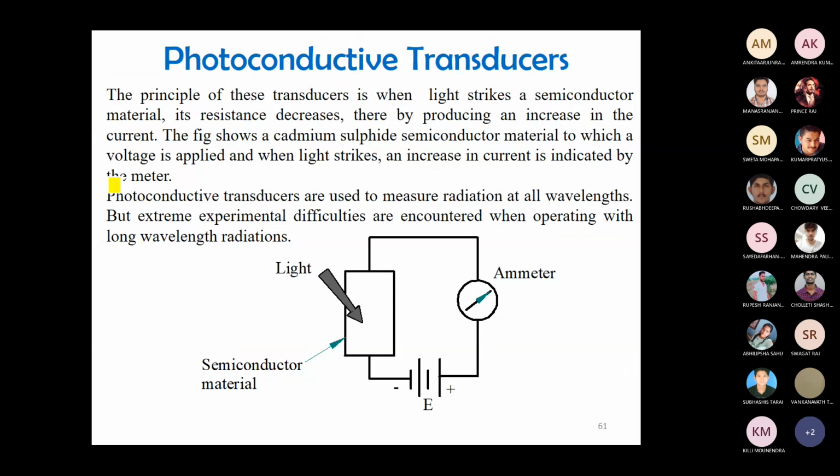Now, the photoconductive transducer. The principle of this transducer is that when light strikes the semiconductor, its resistance decreases. If the resistance decreases, it produces some EMF, which you are able to measure. If you connect a path outside, some current will flow, and you are able to see how much current is flowing.